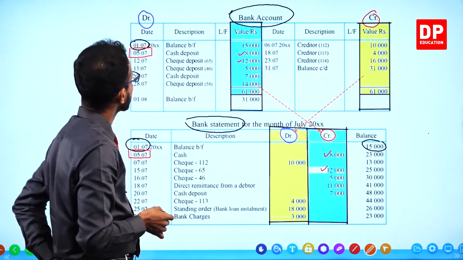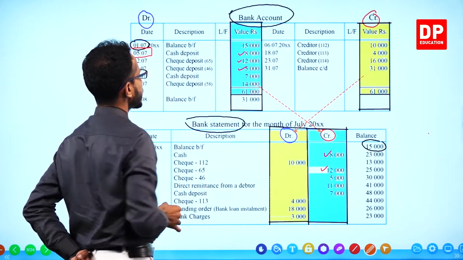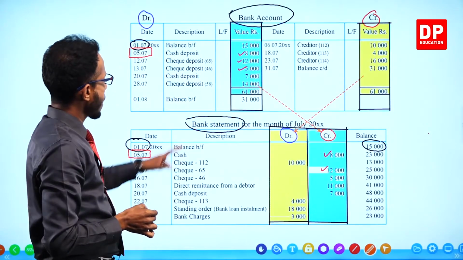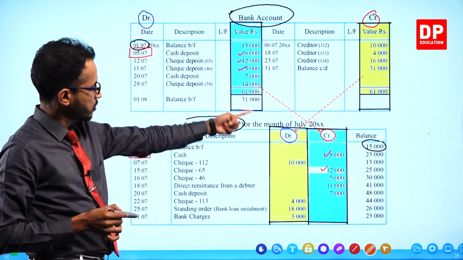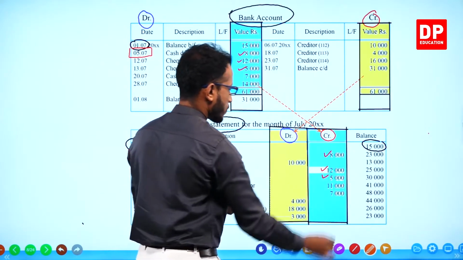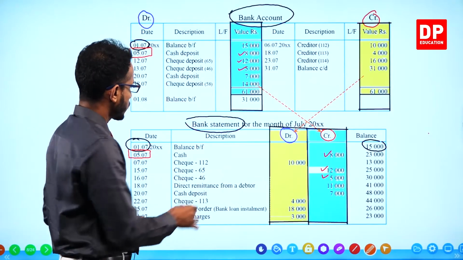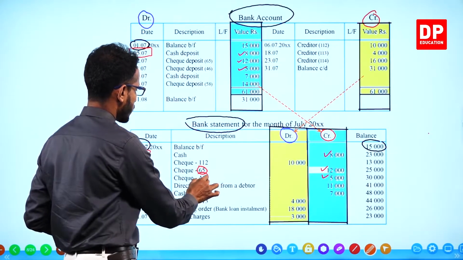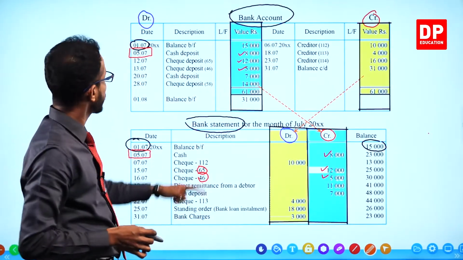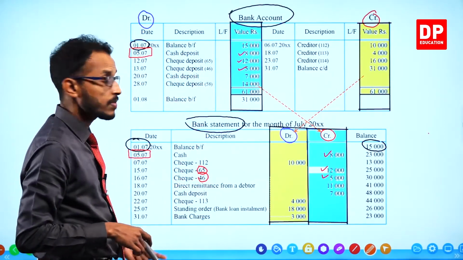Next, check deposit 46. Check number 46. Is it there? 5,000? Yeah, it's there. All right. Check number 65, check number 46. Both are there. No problem up to now.